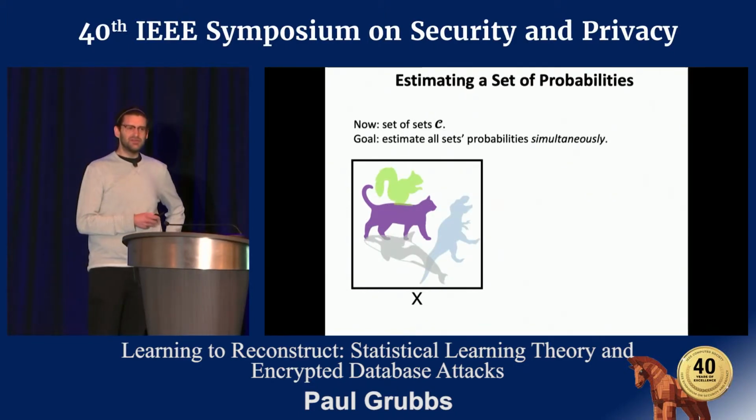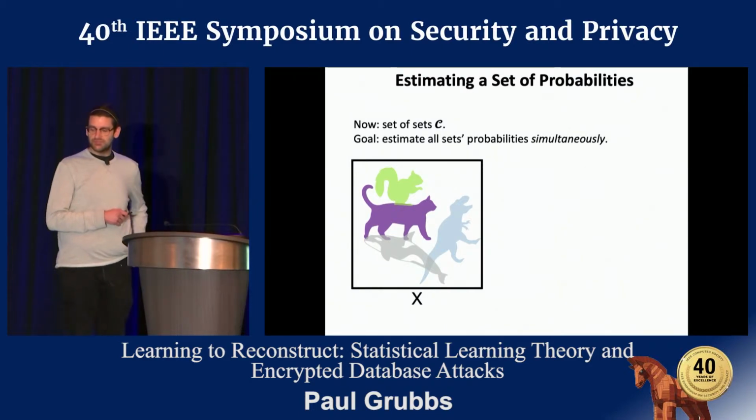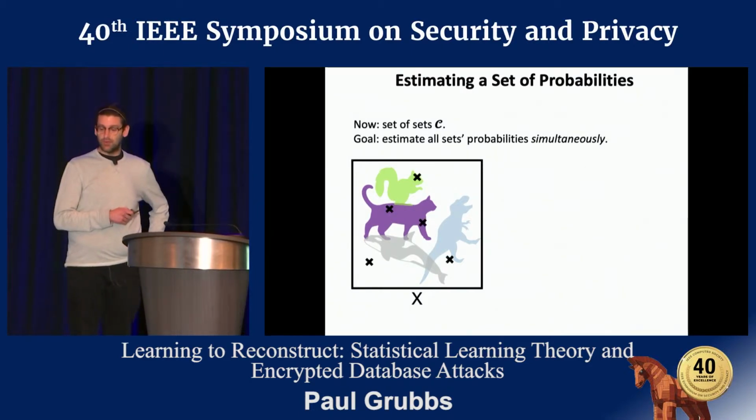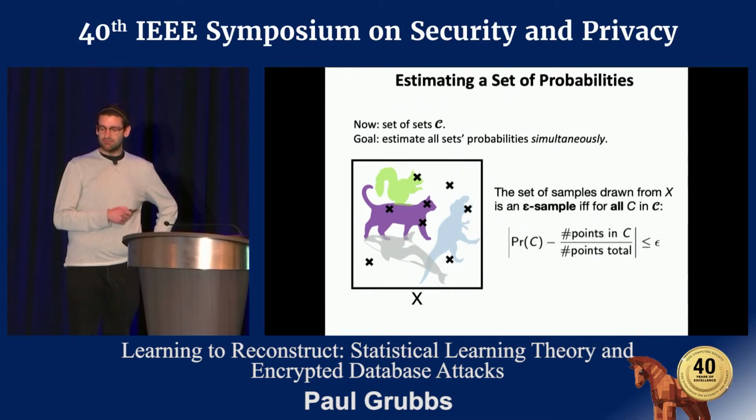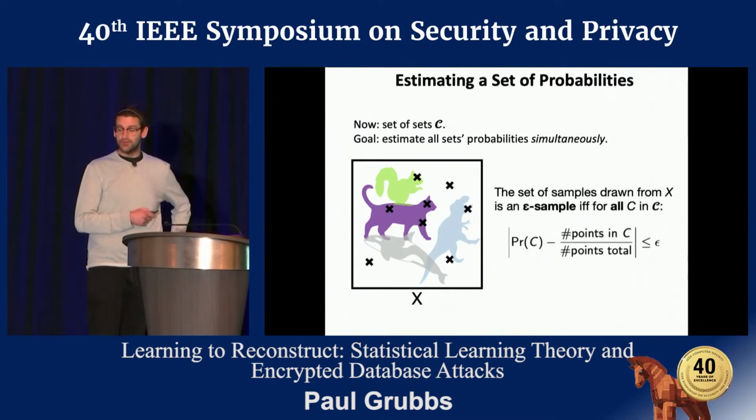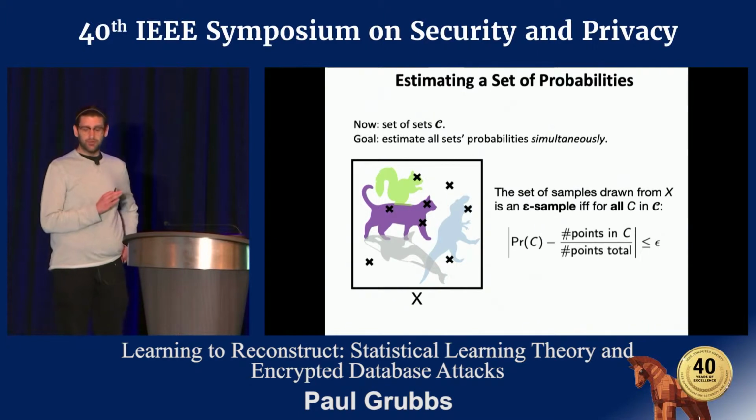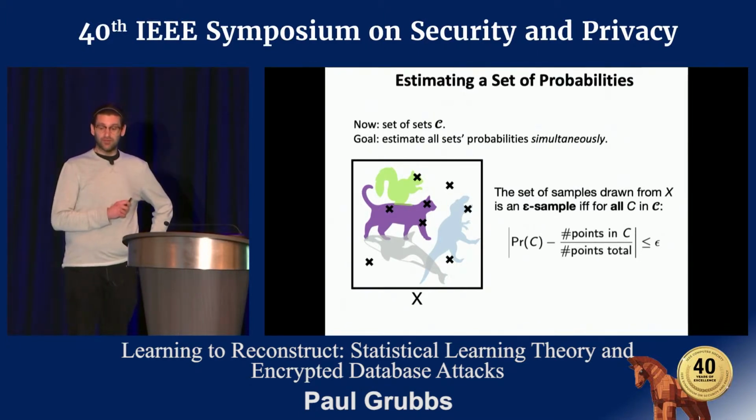Now imagine that instead of a single set, you have a collection of sets, and you want to estimate the probability of all sets simultaneously. We'll still compute the estimate for each set the same way. What we want is that the estimate for every set in C is at most epsilon away from its true probability. A set of samples with this property is called an epsilon sample for the collection of sets C.